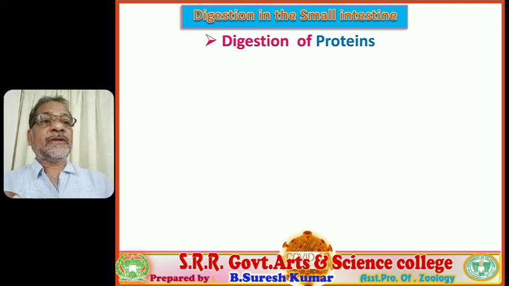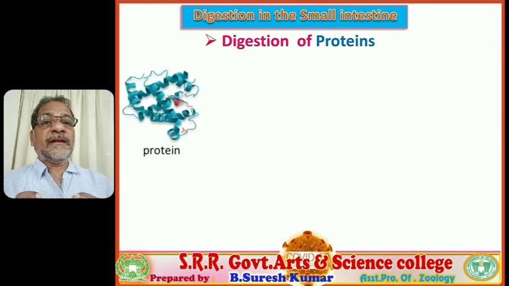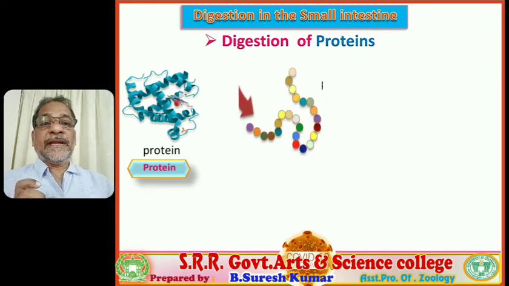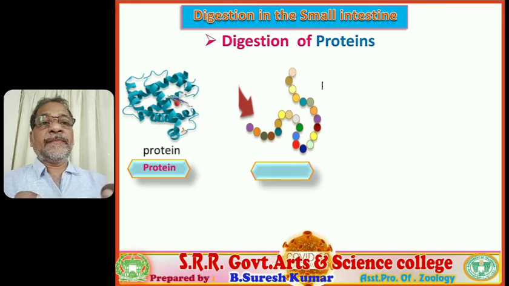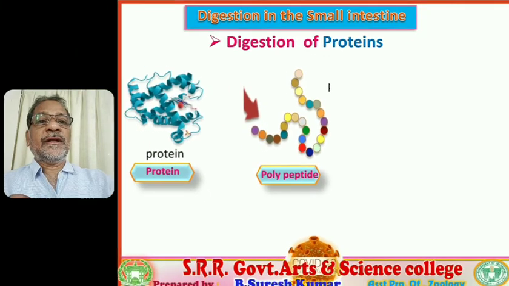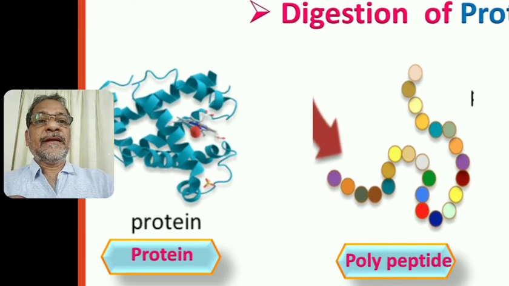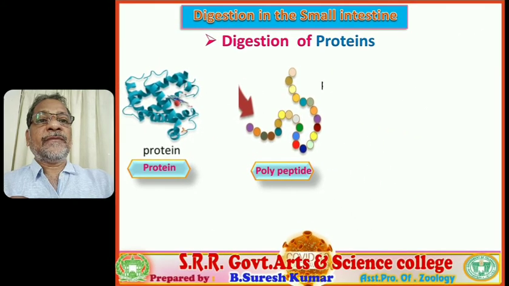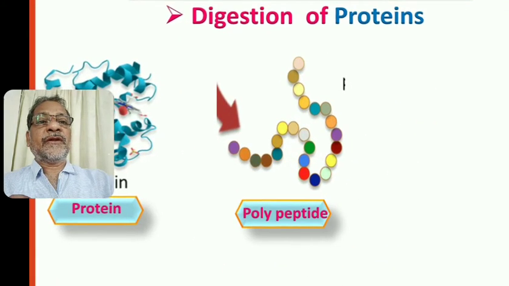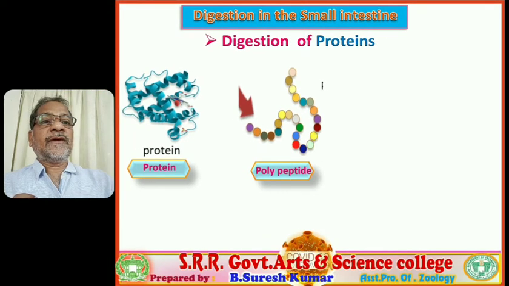In what manner are the proteins broken down into simple, liquefied molecules? You observe this series of events occurring during the digestion of protein. It is a large molecule, a polymer, protein. After digestion, such a protein molecule breaks down. The next level is proteoses, peptones and polypeptides. You observe this visual, this is a polypeptide. So the protein molecule breaks down into polypeptide like this, a simpler form.